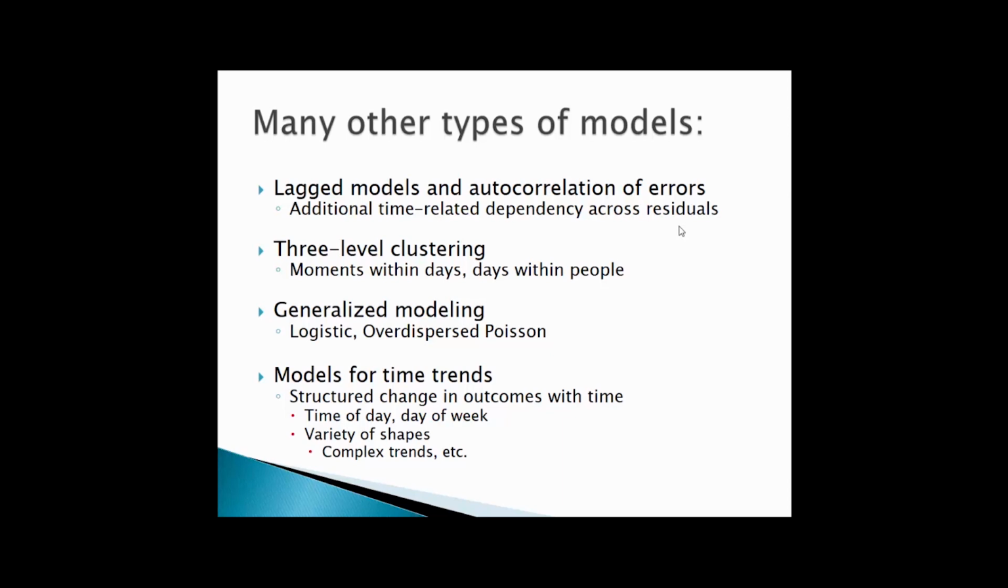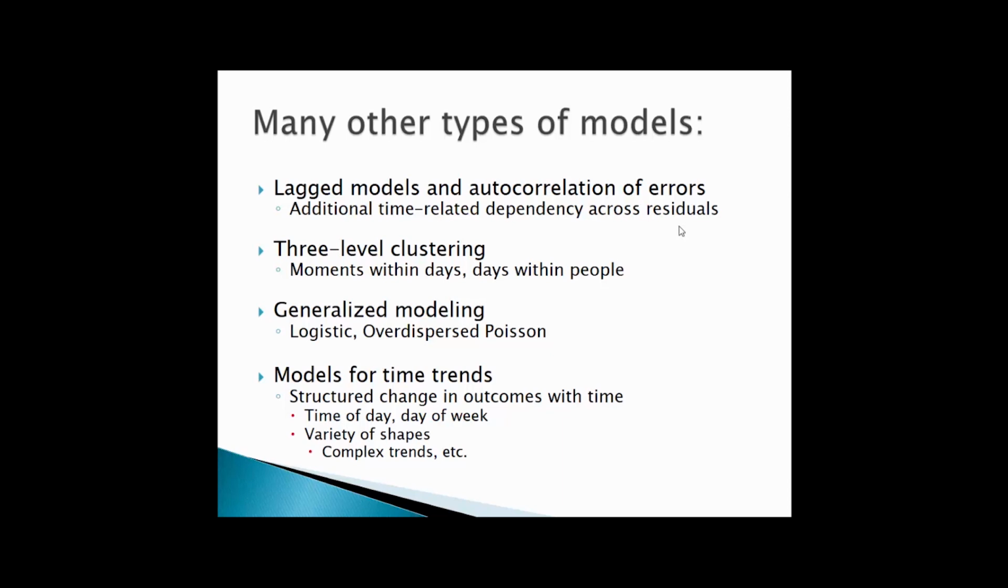And we might think about autocorrelation of error. I haven't gotten into this, but our residuals currently are assuming that observations closer together in time are not more similar than observations farther apart. And that might be an invalid assumption. It's one that we can test by adding time-related dependency across residuals. And I'll point you to some books that talk about that at the end of this talk.